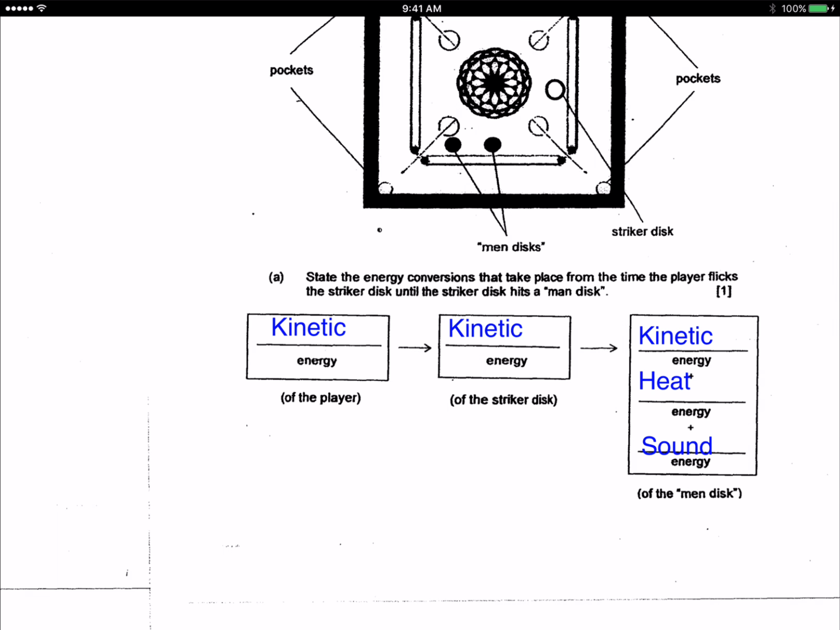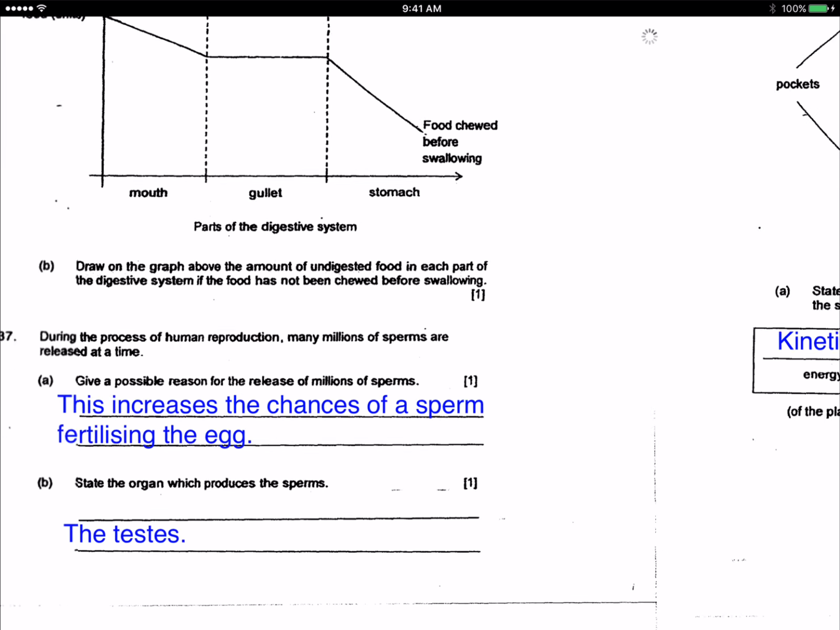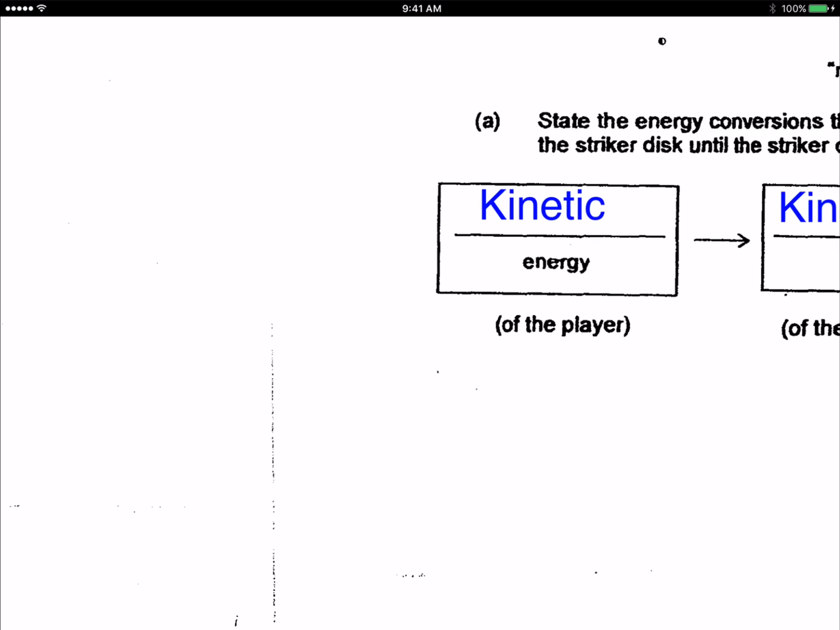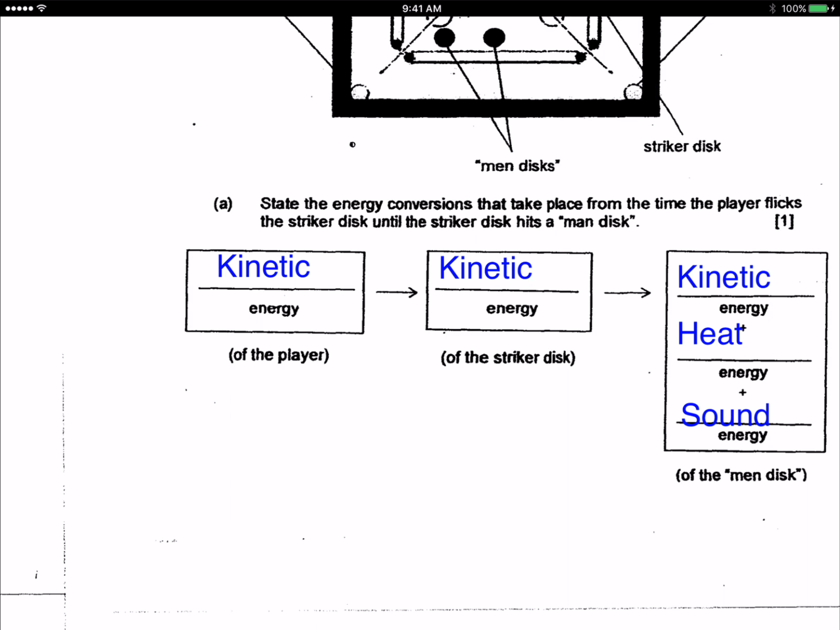Right, the different energy conversion over there. The player, I put chemical potential. Which one is chemical? The player. A lot of people put chemical potential. Why chemical potential? No, chemical potential energy of the player. Why? Or else it cannot flip.